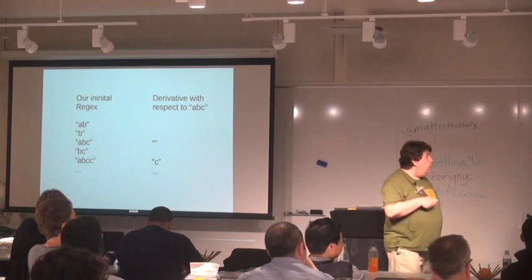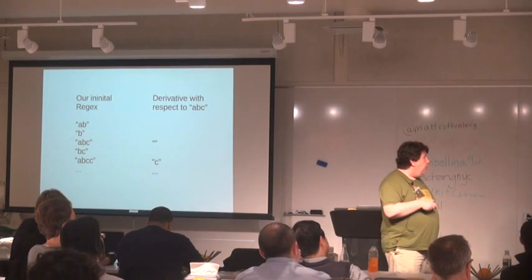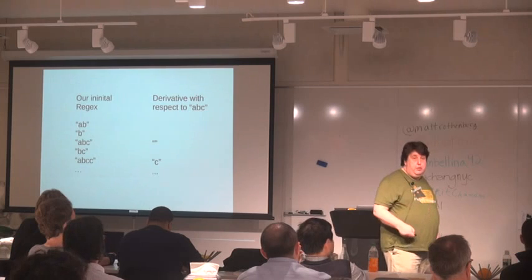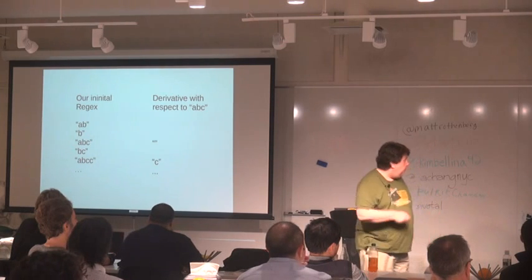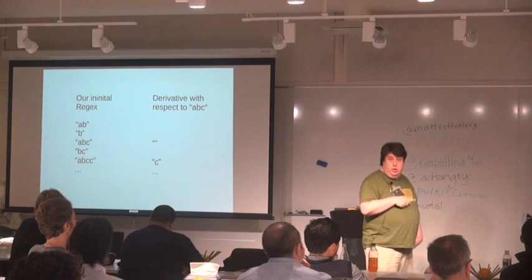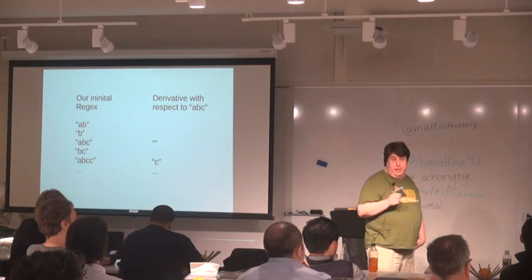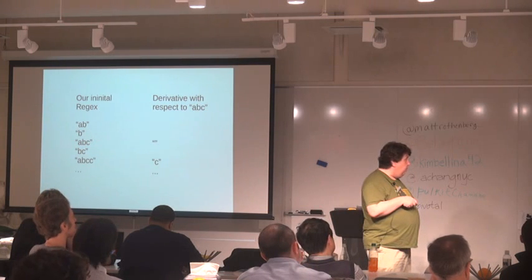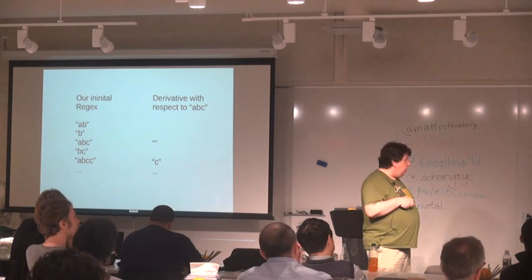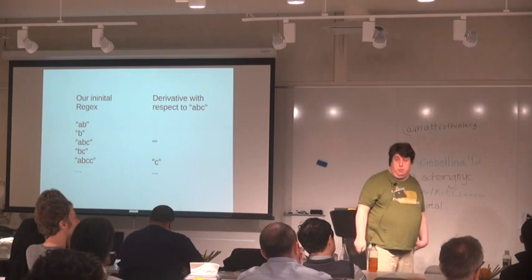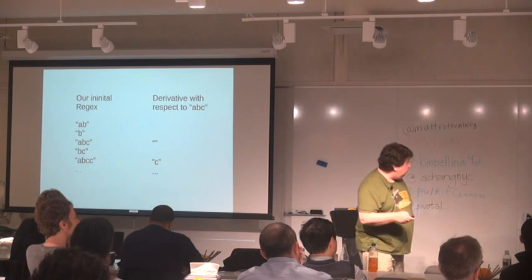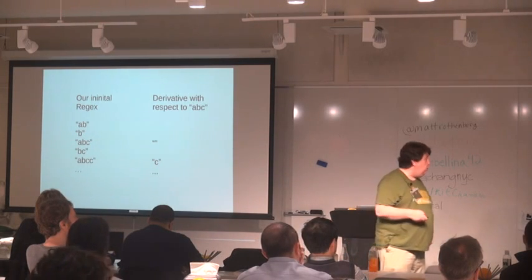So therefore, the derivative of a regular expression with respect to the string is just all of the strings that start with ABC, with the ABC removed. These two get dropped off because they don't start with ABC. This one becomes the empty string. This one becomes just the C string, and so on. Exactly what you're thinking.